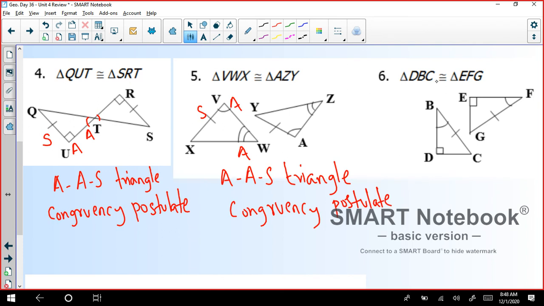Then next, triangle DBC and triangle EFG. Once again, you have an angle, angle, and then you have a side. Angle, angle, and a side. So it's the same, angle, angle, side, triangle congruency postulate.